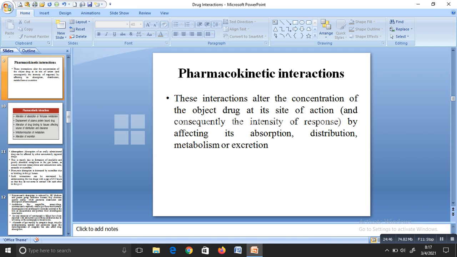Okay, so this is pharmacokinetic drug interaction. It's easy only, so you understand the concept. First you should know what is drug interaction. Next, what are the various mechanisms involved in drug interactions. Now in this class we have studied about pharmacokinetic drug interactions, the various types and examples. Okay, thank you.